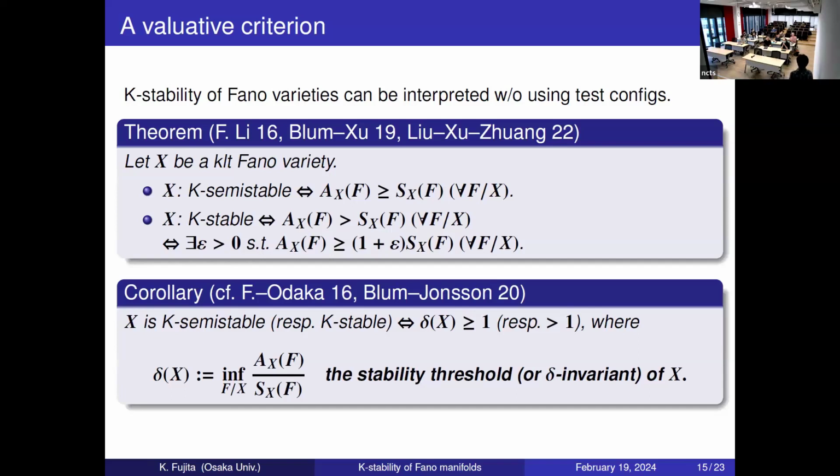It turns out that K-polystable is equivalent to what people call reduced uniform K-stability. So, modifying this invariant is more important.